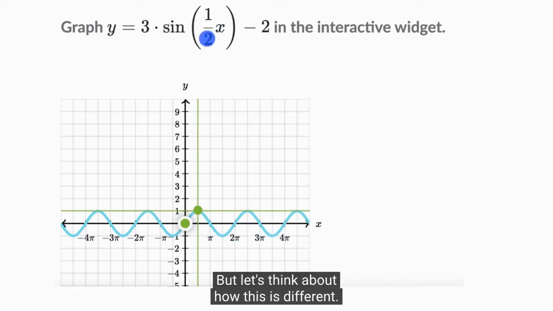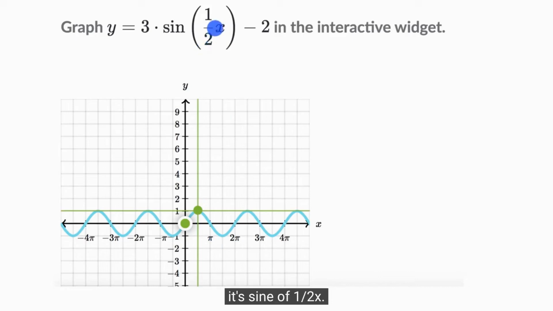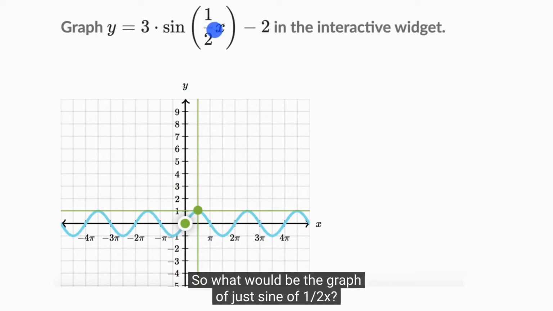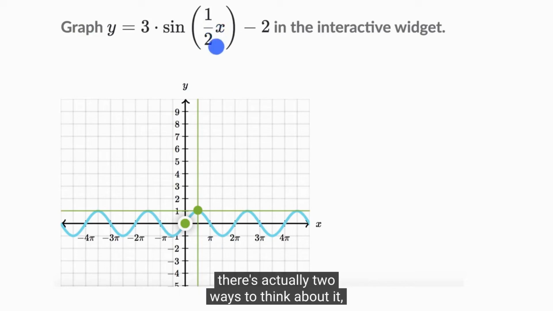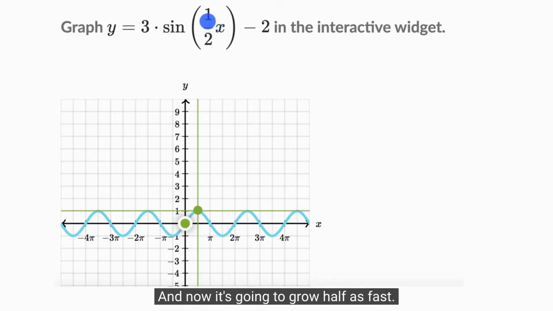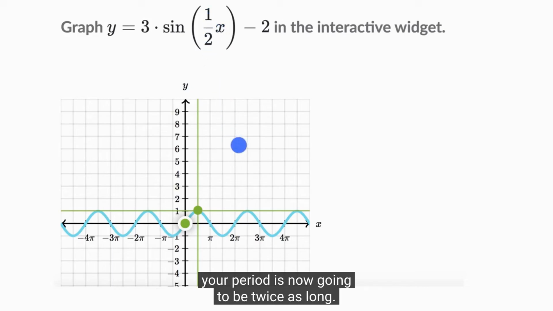But let's think about how this is different. Well, first of all, it's not just sine of x, it's sine of 1/2 x. So what would be the graph of just sine of 1/2 x? There's actually two ways to think about it. The coefficient right over here on your x term tells you how fast the thing that's being inputted into sine is growing. And now it's going to grow half as fast. And so one way to think about it is, your period is now going to be twice as long.